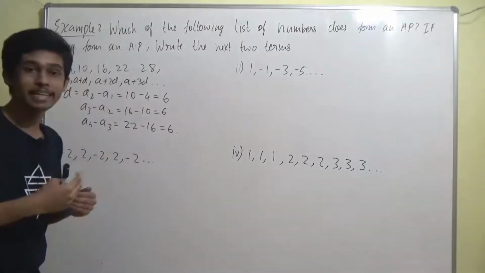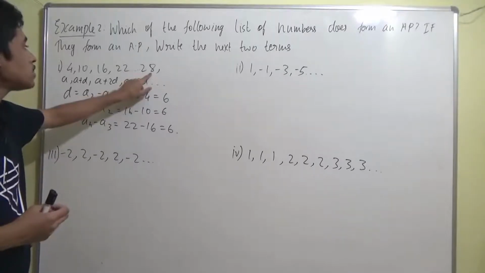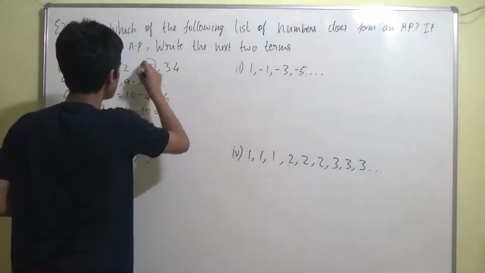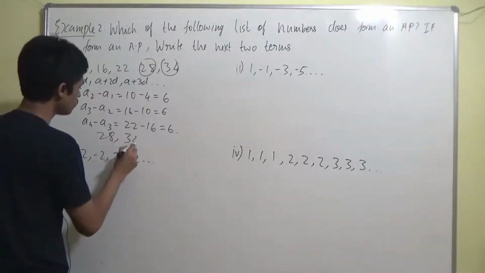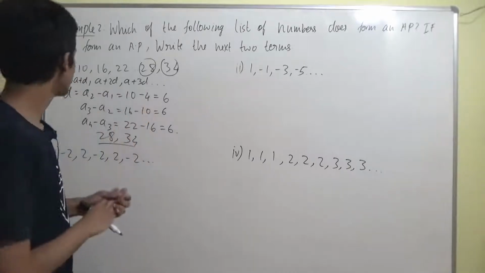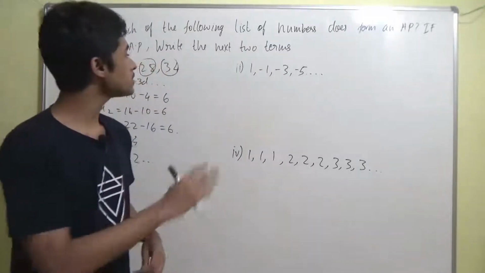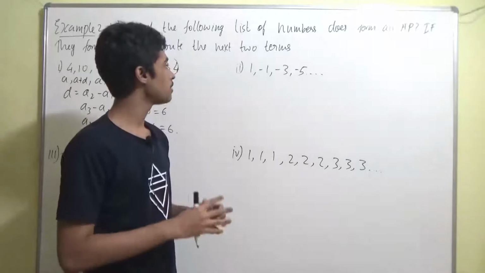To get the next succeeding term, you will add the common difference to 28. If you add 6 to 28, it becomes 34. So these are the two answers which we found, guys. So the next two terms are 28 and 34. This is the answer to your first sub question. Now let's go to the second sub question. The sequence is 1, comma, minus 1, comma, minus 3, comma, minus 5.